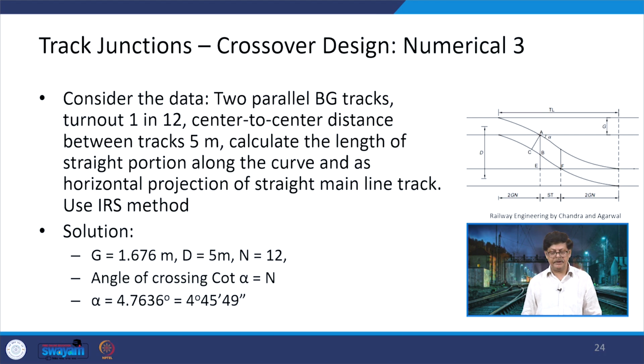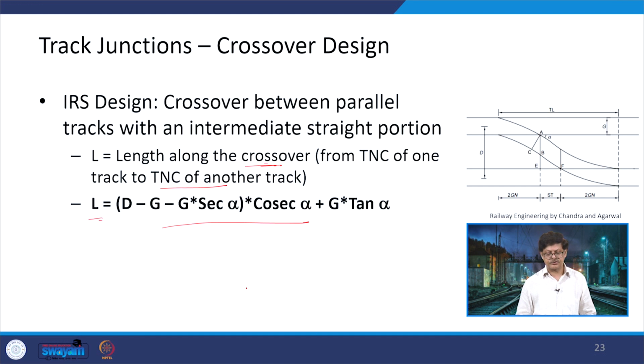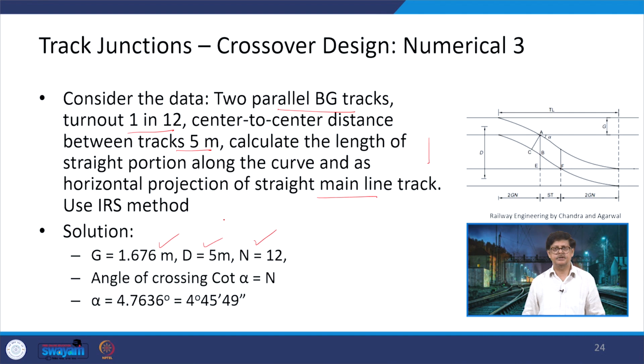Let us look at a numerical here. There are two parallel broad gauge tracks. Turnout is 1 in 12, center to center distance between the tracks again 5 meter. You have to calculate the length of a straight portion, the horizontal projection of the straight main line track using the IRS method. So, G, D and N are given to us. Angle of crossing we need, because here we need the alpha value. So, angle of crossing is to be calculated.